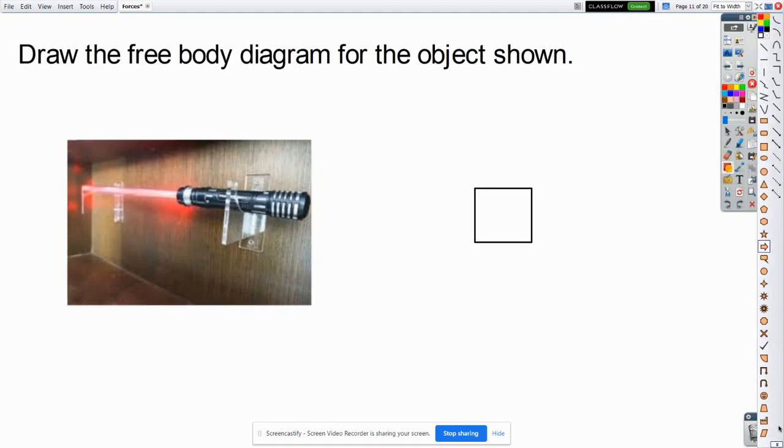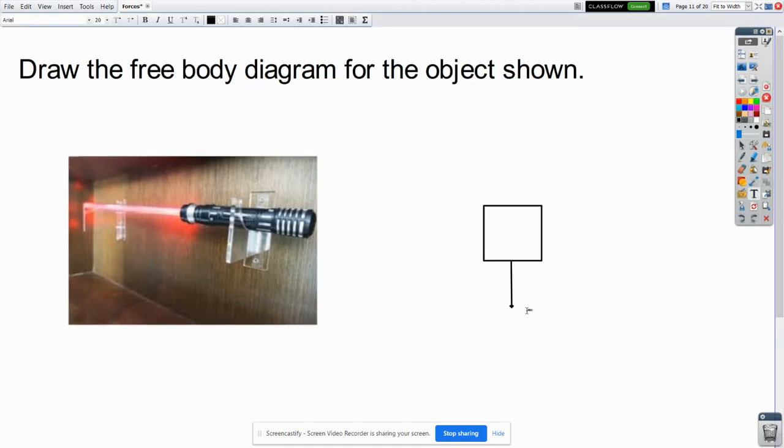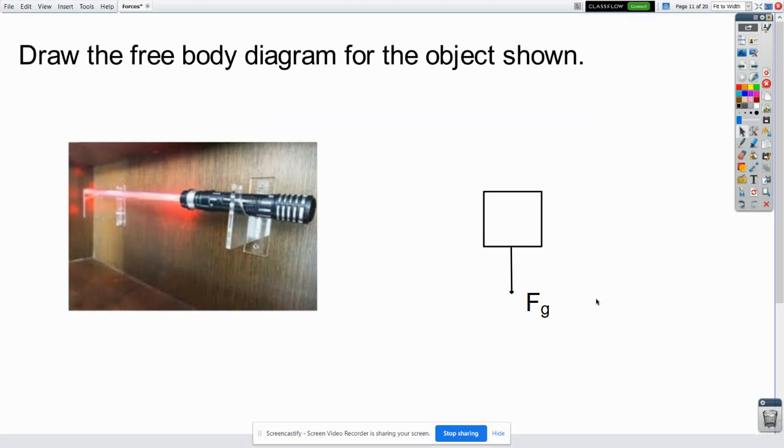We got a lightsaber hanging on a wall. Well, we're going to assume this lightsaber is on Earth or some other planet, maybe Tatooine. So it's going to have a force of gravity acting on it. And force of gravity is F sub g. The force of gravity will pull downward on that lightsaber.